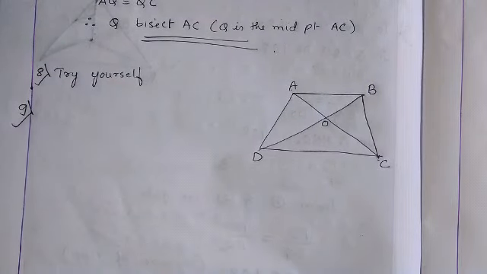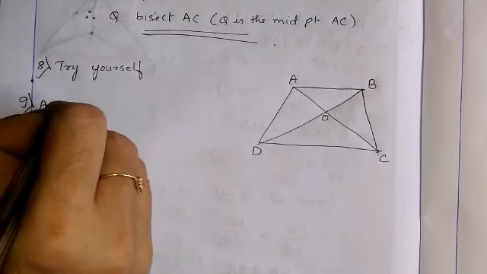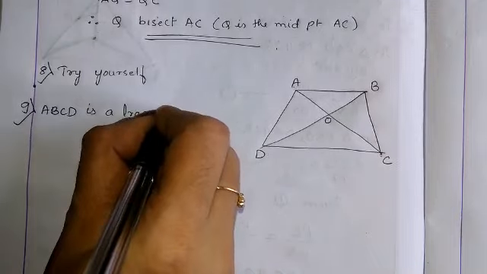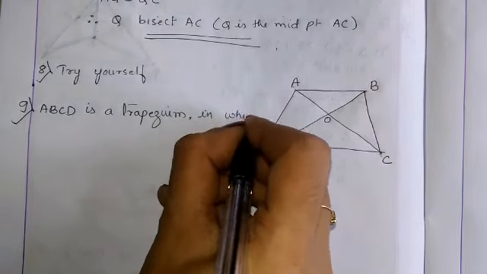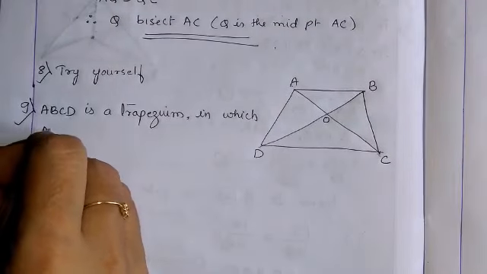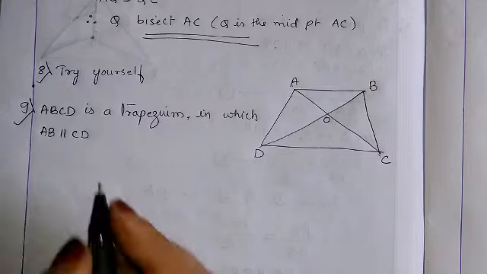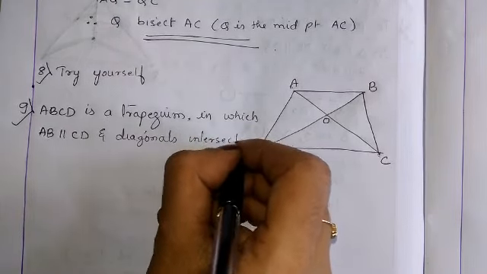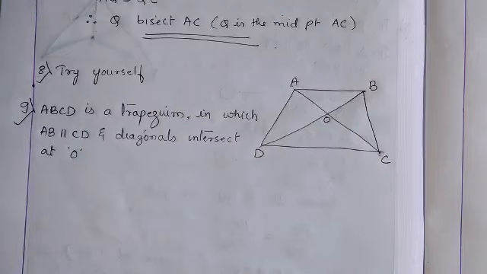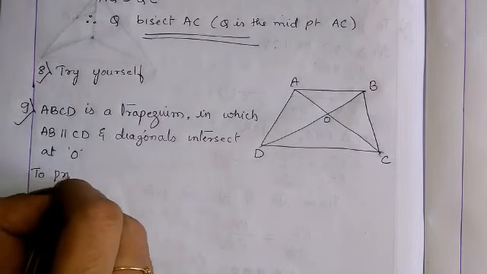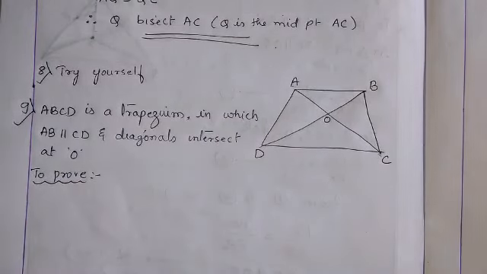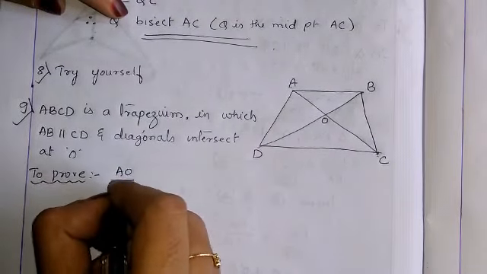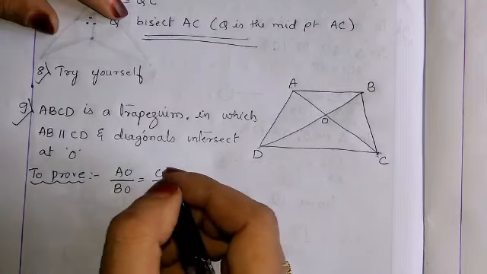Now let us write the description. Anyhow, they have not given the figure. ABCD is a trapezium in which AB is parallel to CD, and diagonals intersect at O. To prove: AO by BO equals CO by DO.